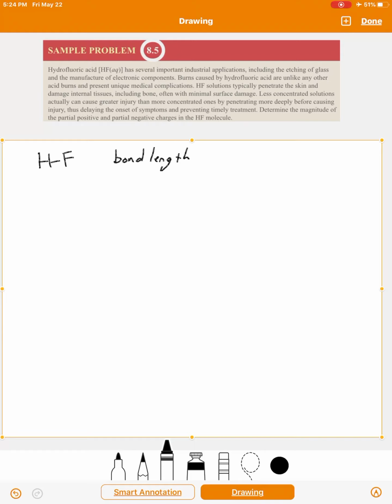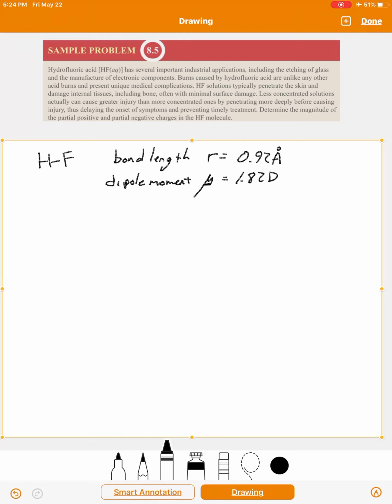Now, in your textbook, the bond length, which we'll call R, is given in angstroms. Okay? So I'm going to write that information down. And then the actual dipole moment is given. But the dipole moment, mu, is given in debye. So it's 1.82 debye.